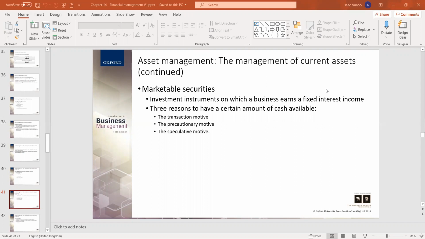Those are the reasons businesses would want to hold on to cash. It's basically for the transaction motive, where you hold on to money to buy something, to undertake a transaction. Then there is the precautionary motive, for unforeseen circumstances, because you don't know when something might happen.